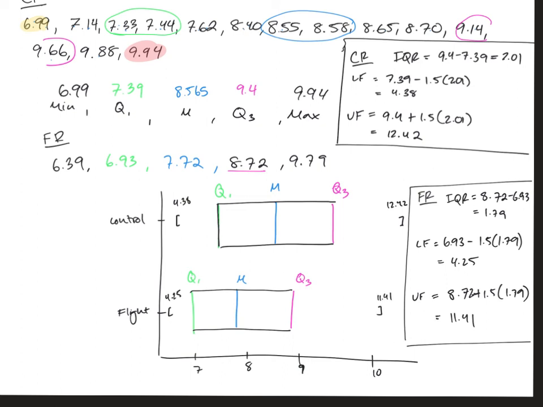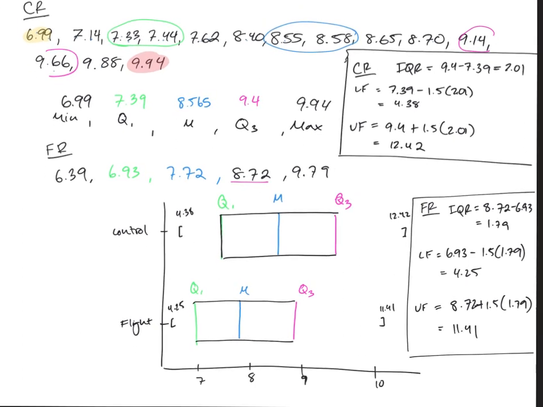Okay, so we need to graph the items that are falling in between those two. So let's see, what's above 4.38 for my rats? It's 6.99, so almost at 7. And then what's below the 12? Oh, it's my max value, which is 9.94. Oops, that's almost at 10. Okay, there we go. We can draw in my whiskers.